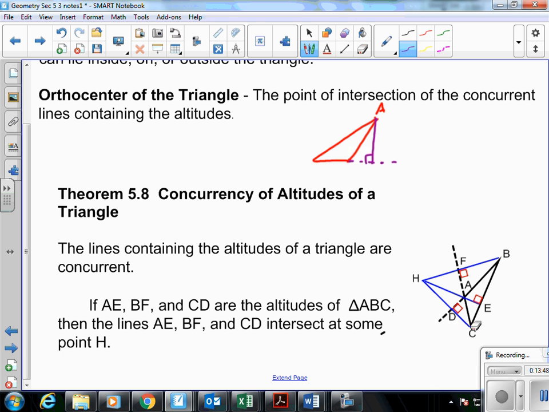And then same thing with going from vertex C to its opposite side, which would be AB. So we had to extend side AB out so that we could intersect it at a right angle. And all three of those altitudes intersect way outside the triangle out here at point H, but that is a point of concurrency. They all intersect at the same place.